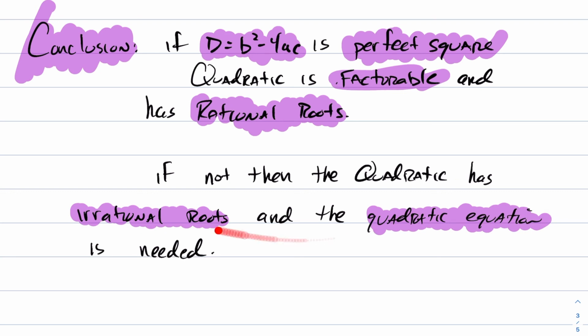So this is a handy check for yourself. Instead of searching forever to see whether you can factor a quadratic or not, do a quick calculation, b squared minus 4ac. If it's a perfect square, go ahead, use your charting, use your decomposition, use your difference of squares.